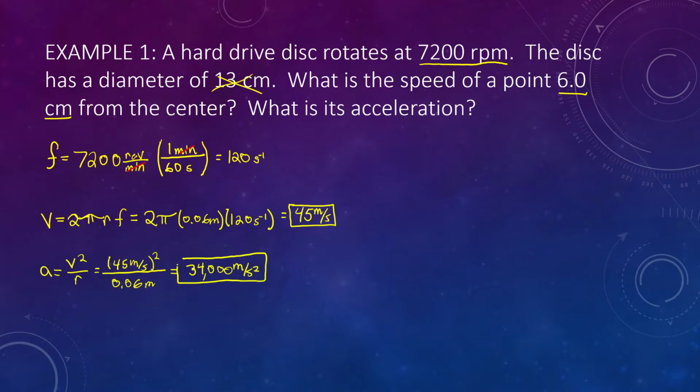Now, I would say if this was given to you as your first homework problem dealing with something like this, that number would probably freak you out. You'd probably think you did something wrong because we've never seen an acceleration nearly this high before. I mean, the acceleration due to gravity is only 9.8 meters per second squared.